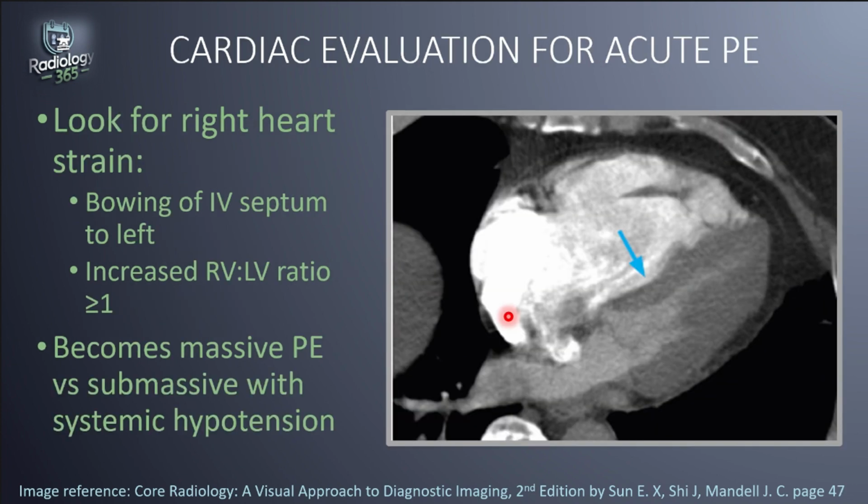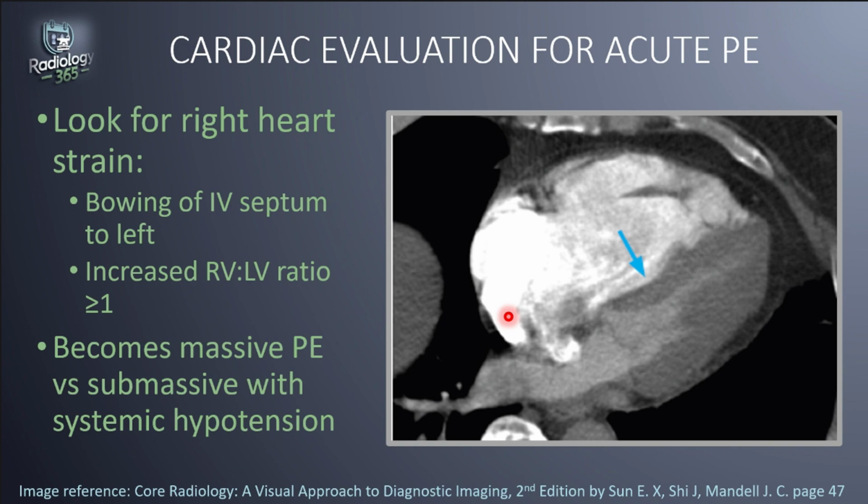In patients with acute pulmonary embolism, one should always examine the heart for imaging findings of right heart dysfunction, because right heart dysfunction in the presence of acute pulmonary embolism is associated with an increased mortality. Some of the findings of right heart strain can be bowing of the interventricular septum to the left, and an elevated right ventricle to left ventricle ratio of more than or equal to 1. That means the size of the right ventricular chamber shouldn't be more than the size of the left ventricular chamber.